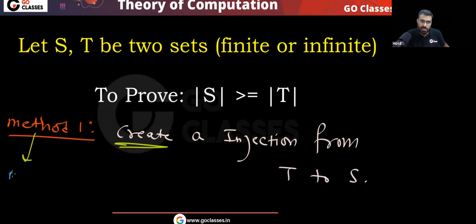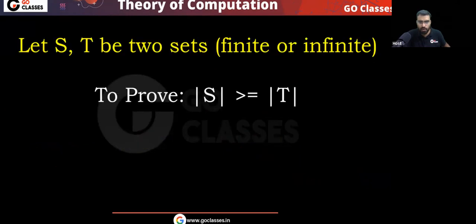Can you notice that injection is actually easier? Let me tell you, finding an injective function is easier than finding a surjective function. So this is the reason. If you want to prove this, you can create an injection from T to S. What is another way? Let me know.